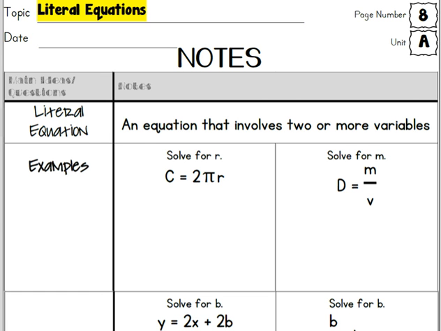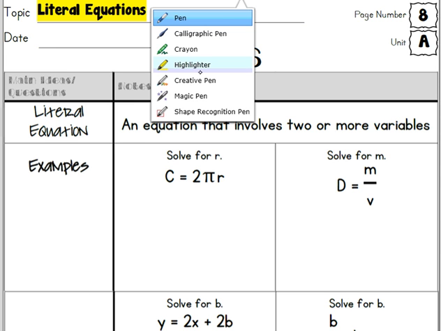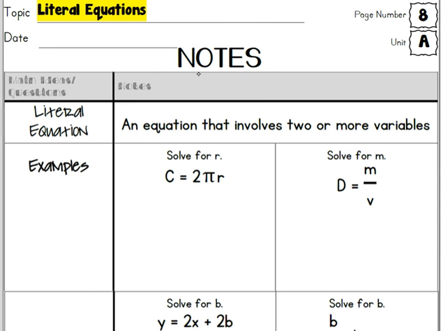We are working on literal equations today, so make sure that you write literal equations in the topic section and then today's date. On your note sheet, you'll see a description of a literal equation as an equation that involves two or more variables. We're going to see today through our examples that we are isolating a variable, but our answer is still going to involve variables.